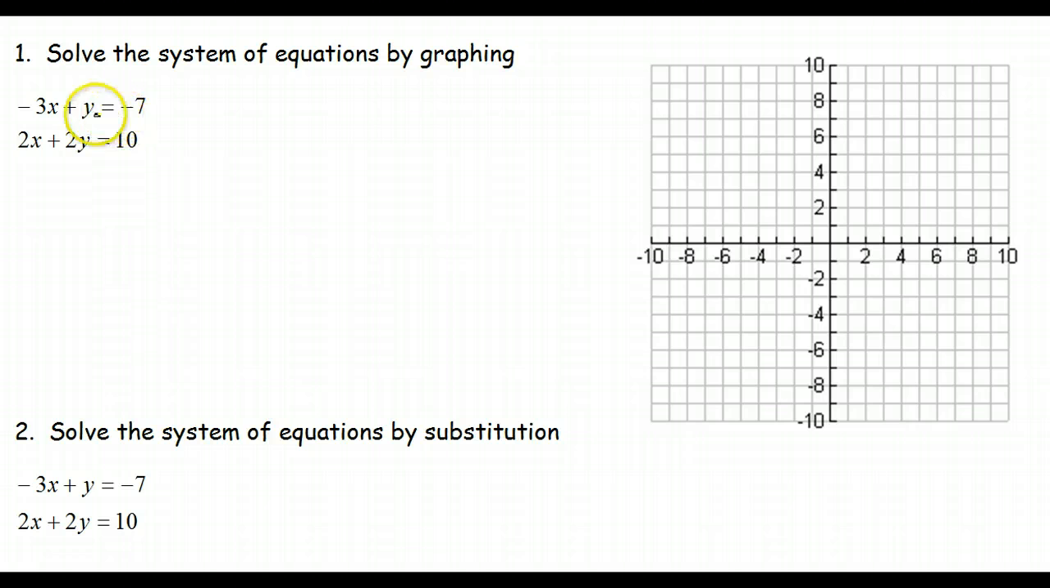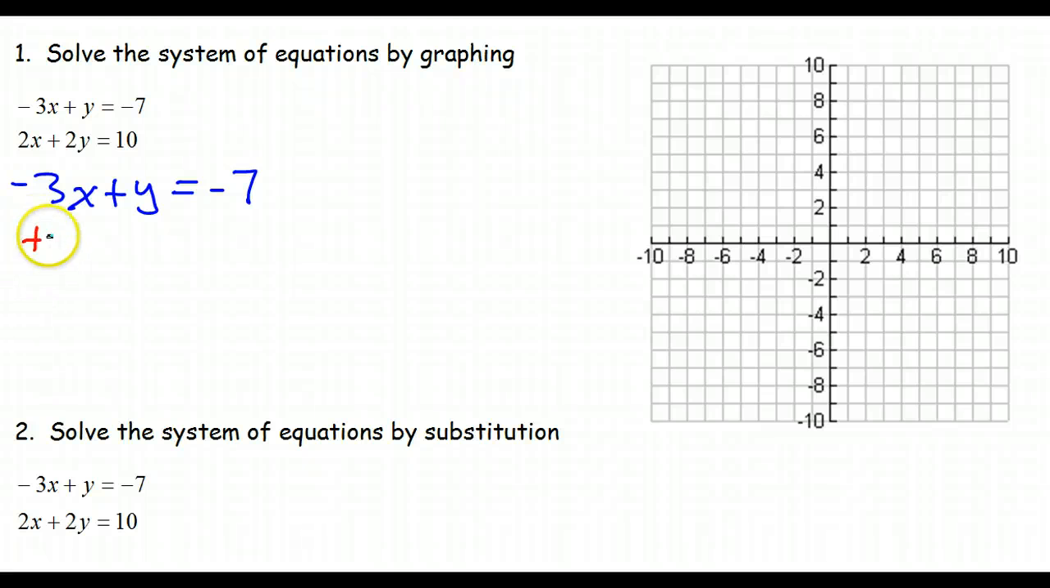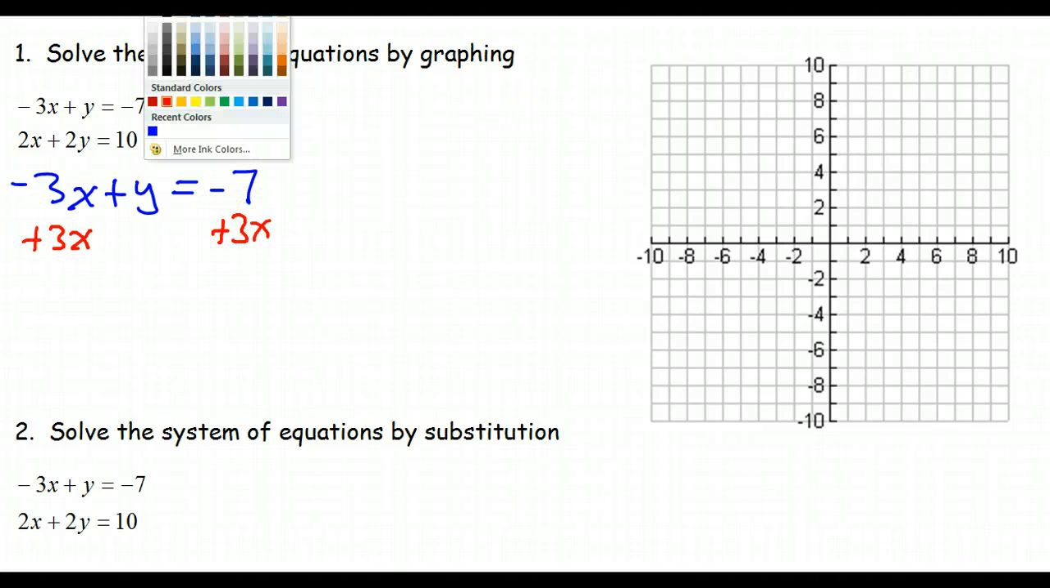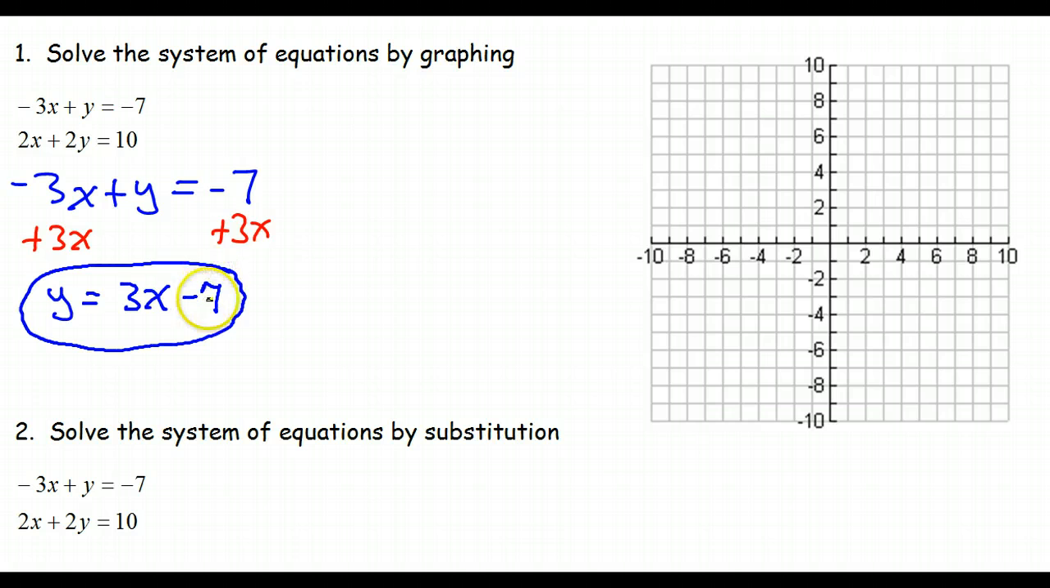To solve by graphing, we just need to get y by itself. So let's take the first equation. We have negative 3x plus y is equal to negative 7. And to get y by itself, we would just need to add 3x to both sides like this. So that's going to give us y equals 3x minus 7. Alright, so now this equation is ready to graph.